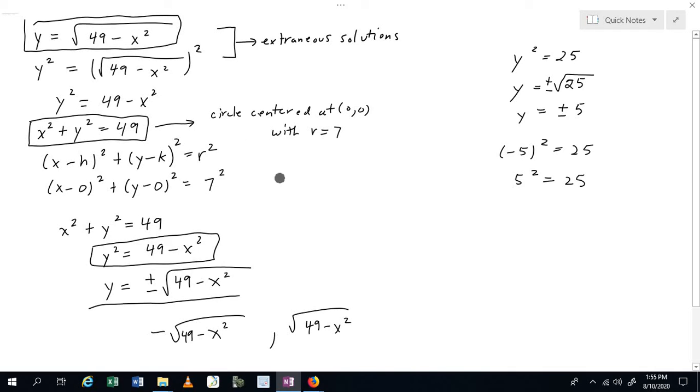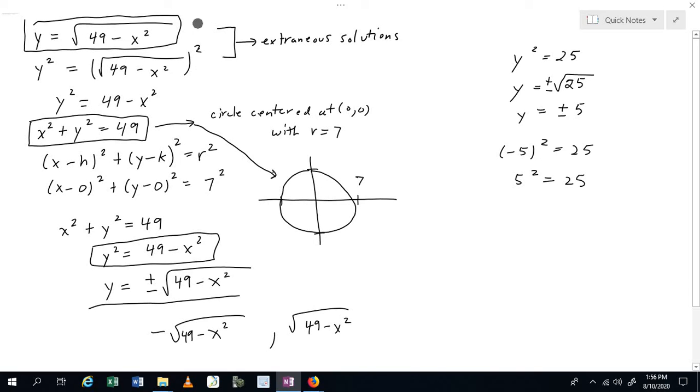Now, how does this help? Well, the reason this helps is because we can draw the graph of a circle fairly easily. It's centered at (0, 0), and it has a radius of 7. So it looks something like this, where this is 7. And so that's what this equation would describe. That would be the graph of that equation.